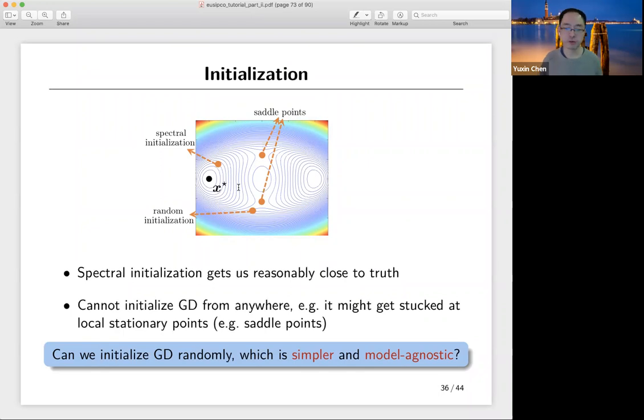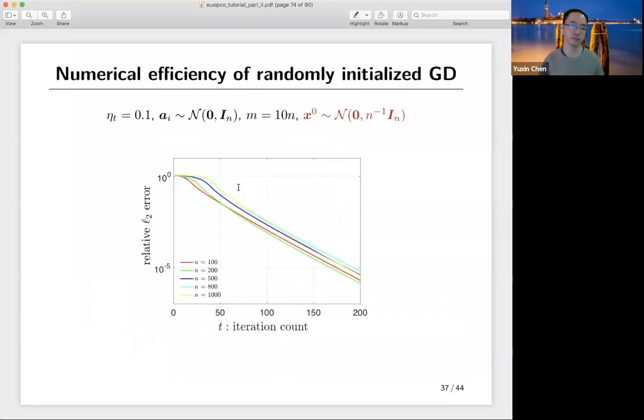So now the question is, if you start the algorithm randomly, which is actually a simpler and more model agnostic approach in practice, how does it perform? Is it possible to converge in a reasonable way? Now to answer this question, let's again start with the numerical efficiency. I'm plotting the L2 error of the iterates as a function of the iteration count. And this is starting with a random initialization.